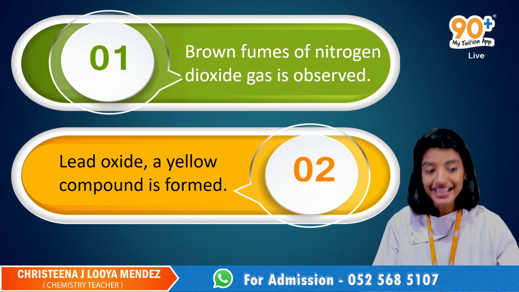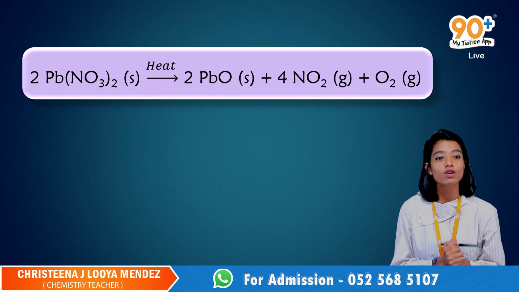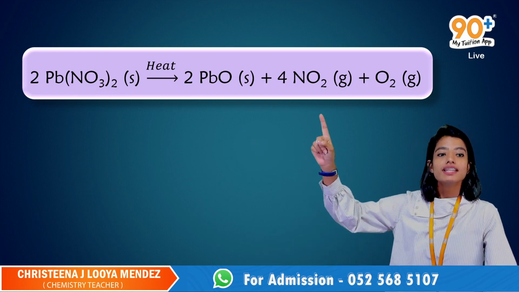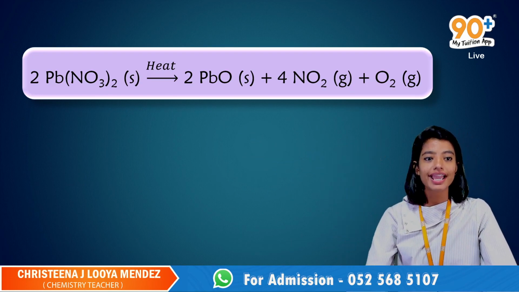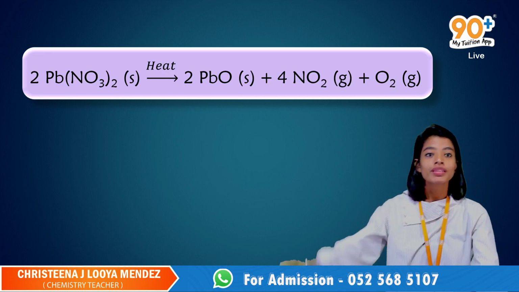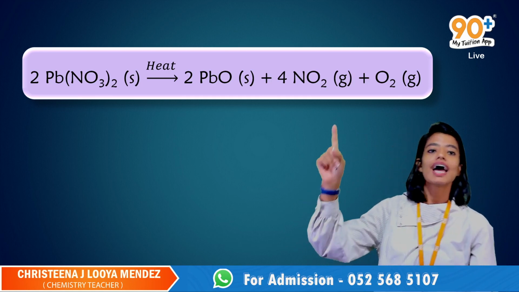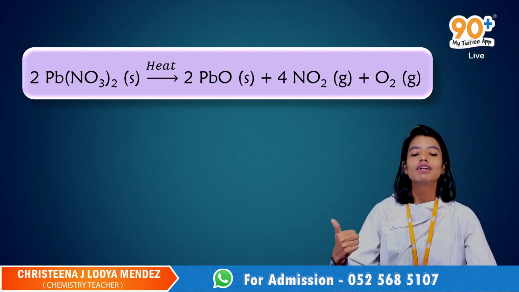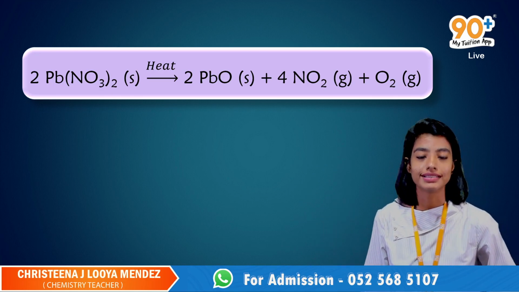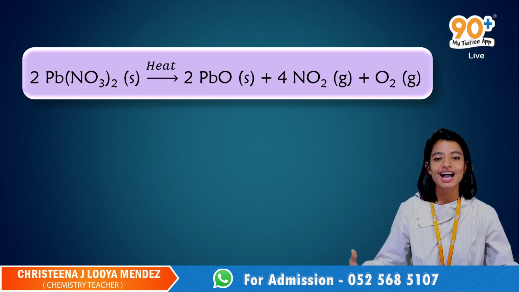Okay, now finally we have to write the balanced chemical equation where lead nitrate is decomposing into lead oxide, nitrogen dioxide and oxygen gas. Always remember to write the balanced chemical equation along with the physical states of the reactants as well as the products. So this one will be the balanced chemical equation where lead nitrate is undergoing thermal decomposition. So this is all about the answer to the question, and if you feel any doubt, you are free to ask.